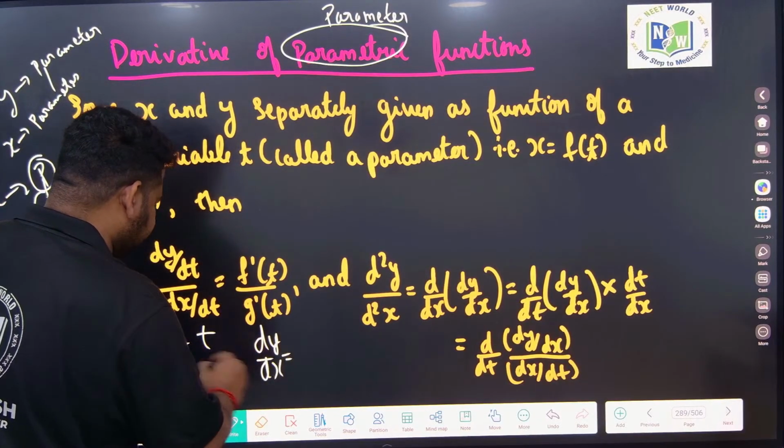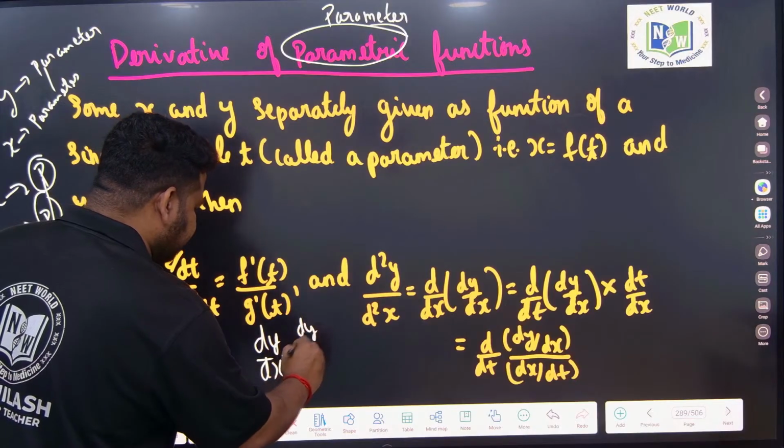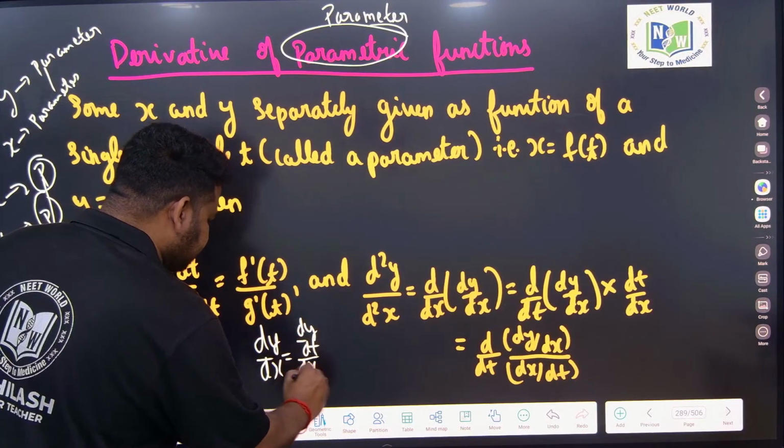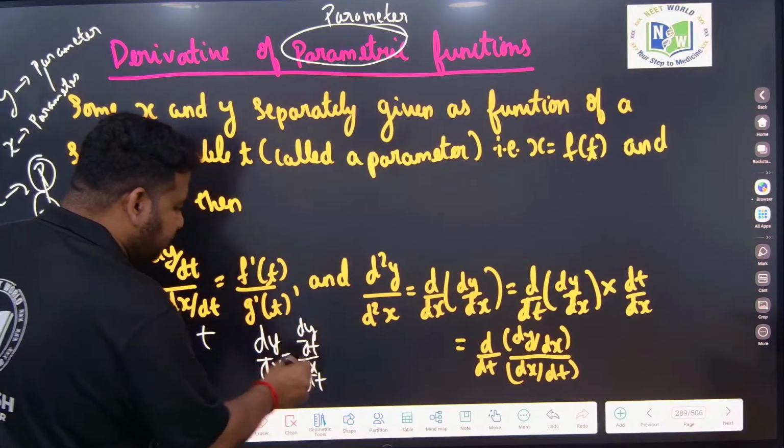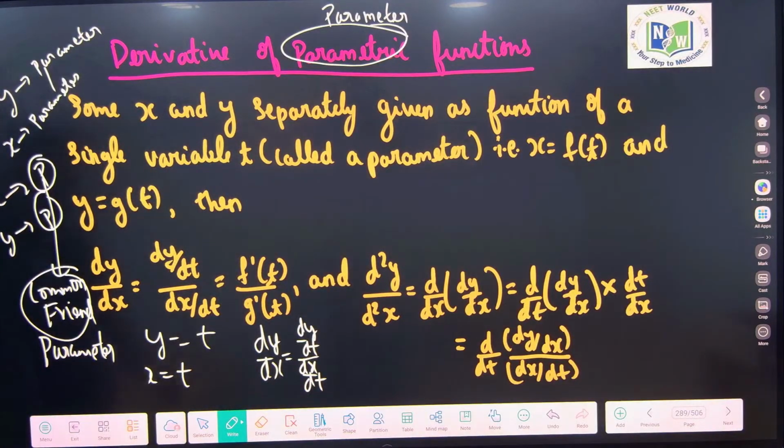First you will do what? Differentiate with respect to t. You will find dy by dt divided by dx by dt. What will happen? dt cancels, you will have dy by dx. That is the meaning of parametric differentiation.